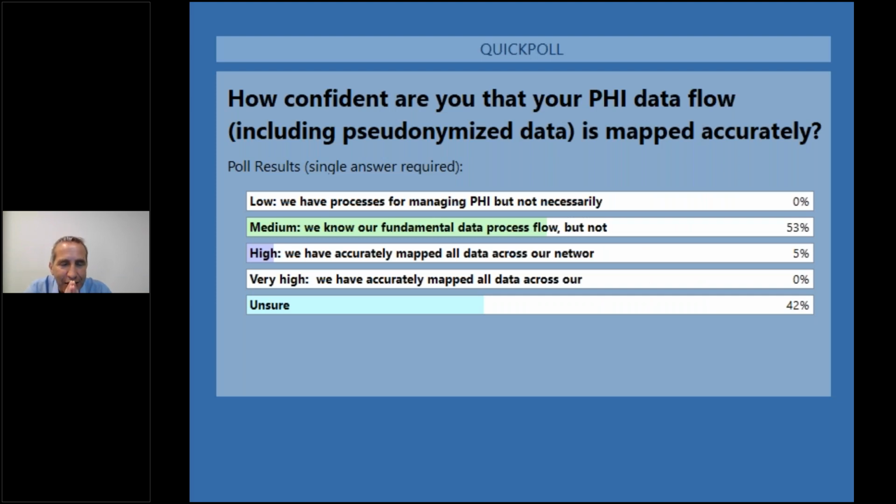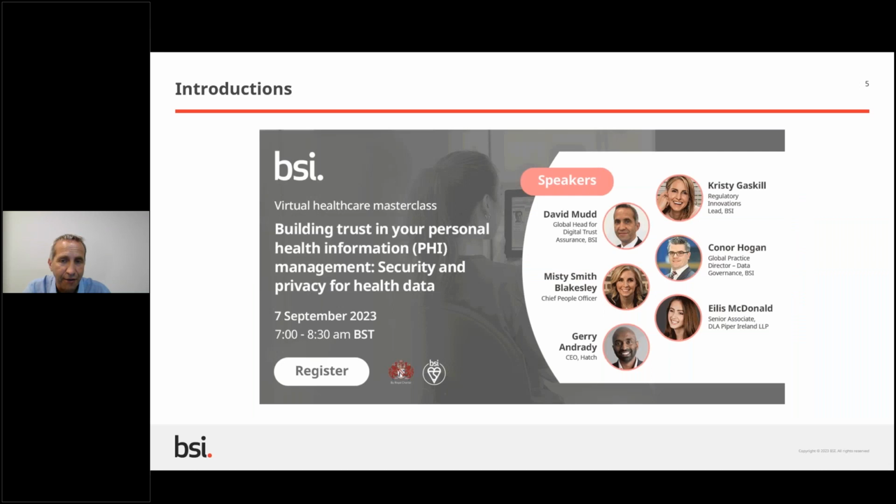Okay, that's interesting. So slightly different from this morning's session, where we had more that were probably at the medium and high stage here. There's quite a few that aren't unsure, and quite a few really at the medium side of things. So understanding that's not a problem. I mean, this is what we're here to help you with. So thanks for sharing that. That really helped us with the narrative here.